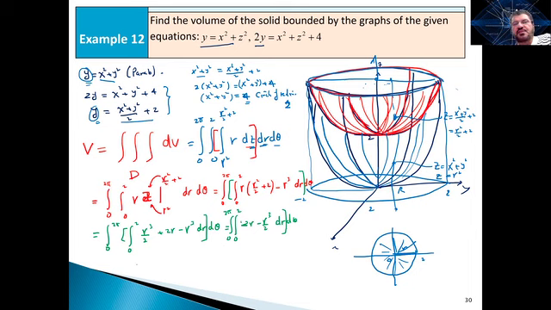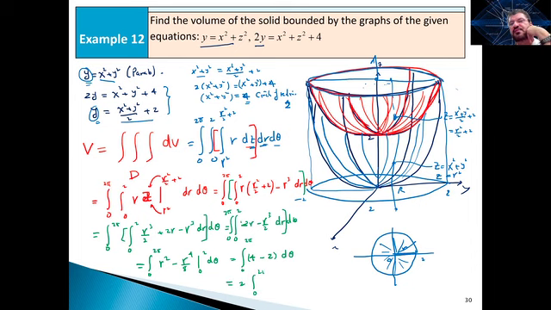Now let's integrate, guys. So this is equal to the integration from 0 to 2π. Now the integration of 2r is r squared, over 2, so the 2 goes away, minus r to the 4 over 8, and this is from 0 to 2 dθ. So this is 0 to 2π. Put the 2, guys, you will get 4 minus, put the 2 here, 2 to the 4 is 16, divided by 8 is 2, dθ.